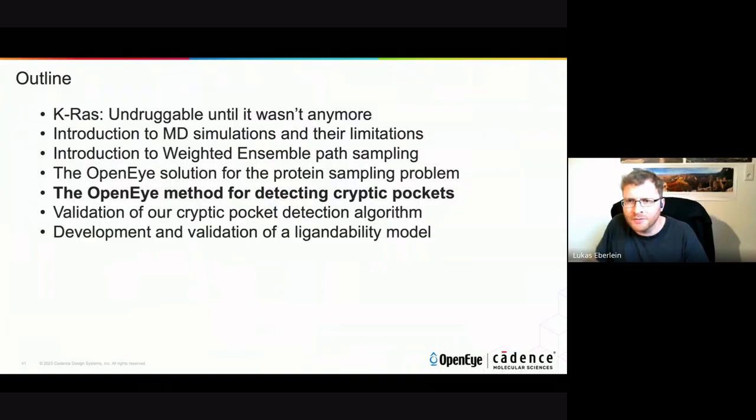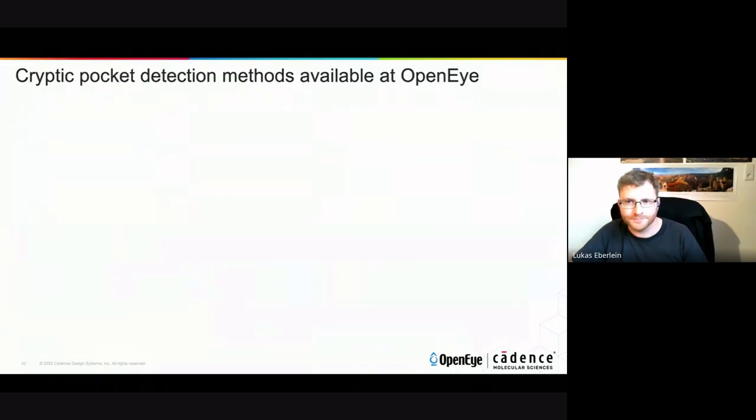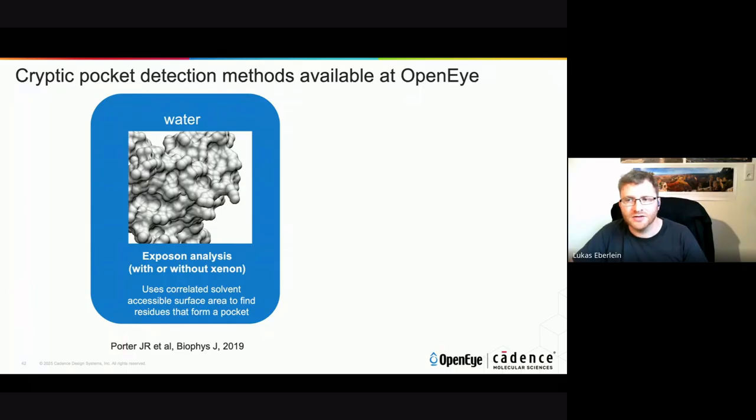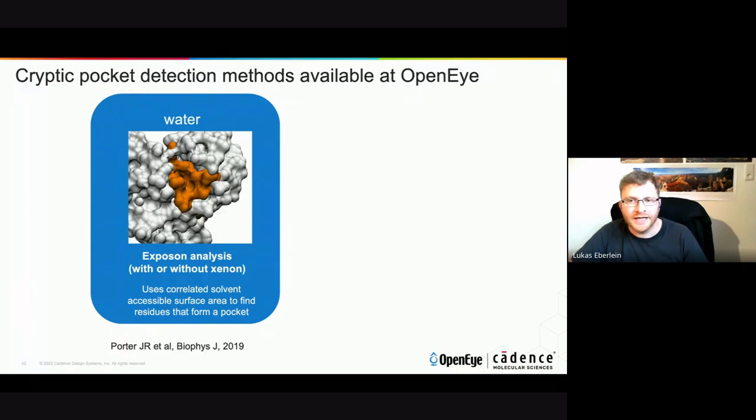With these, we come to the methods which we at OpenEye use for detecting our cryptic pockets. We will use them after we applied our protein sampling method. The first method is called exposon analysis. This was developed originally in the lab of Greg Bowman, and it uses correlated changes in solvent exposure, as I explained before, as the way to define what residues are involved in cryptic pocket opening.